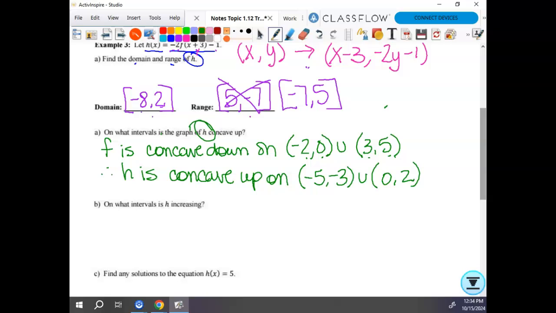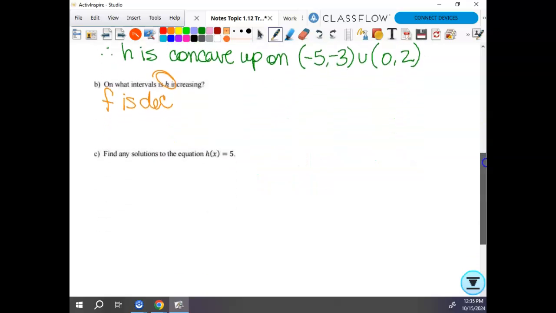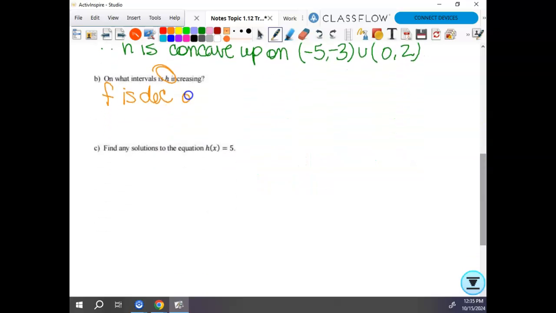All right, so then I want to know when h is increasing. So am I going to look for when f is increasing? No, because there's a reflection, right? And it's because of that reflection, I have to think about it. I actually need to know when f is what? Decreasing. So f is decreasing, and write those intervals down. Figure out where f is decreasing.